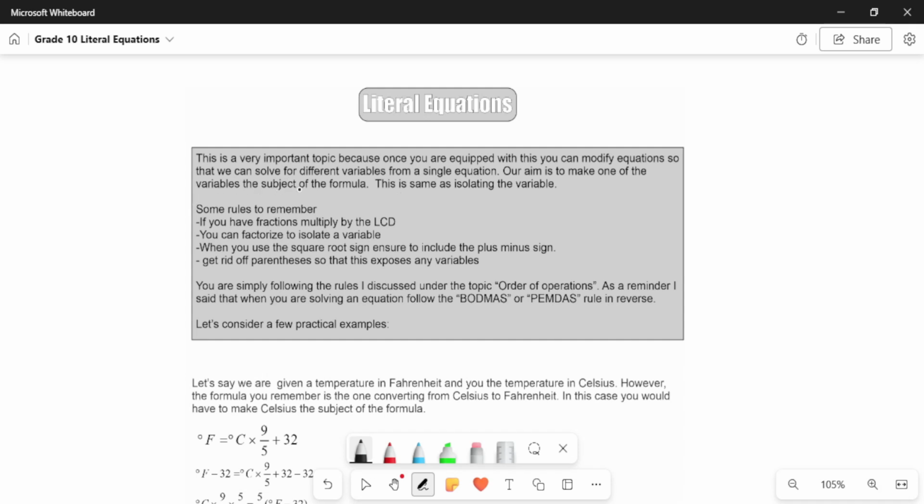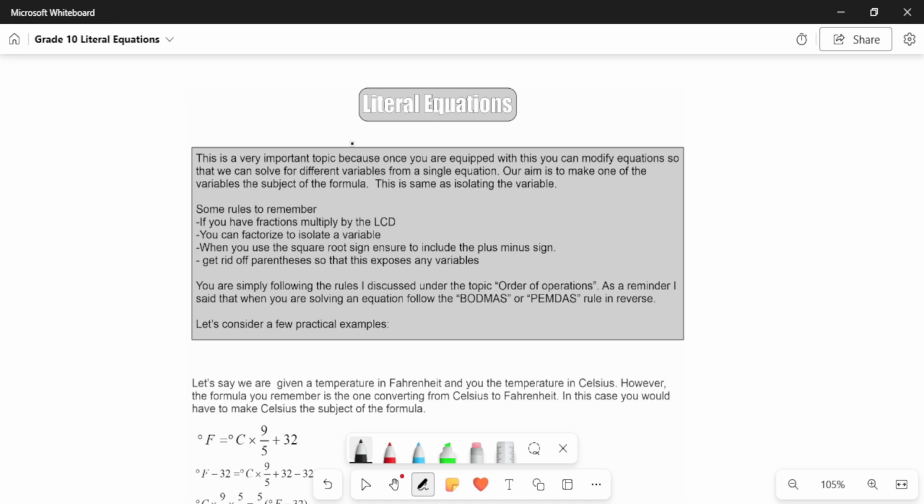This is a very important topic because once you are equipped with this, you can modify equations so that we can solve for different variables from a single equation. Now, this is more like a tool or method that you can remember when working with equations. For example, if you're working with the simple interest or compound interest formulae and you need to solve for different variables, sometimes you can just isolate a specific variable and just go directly to the answer.